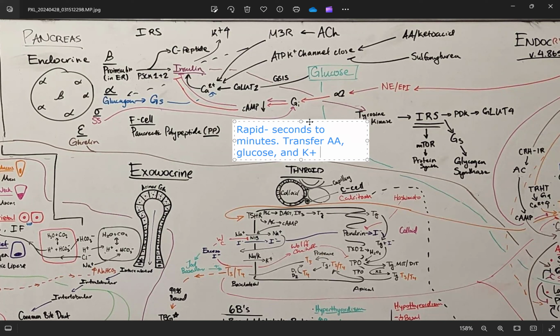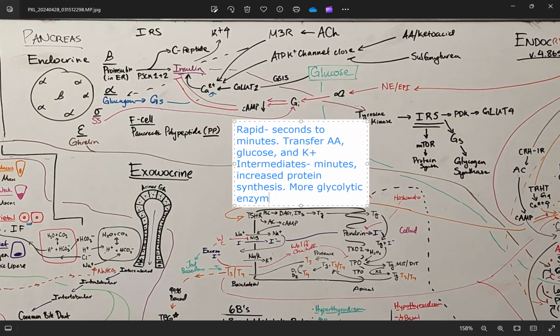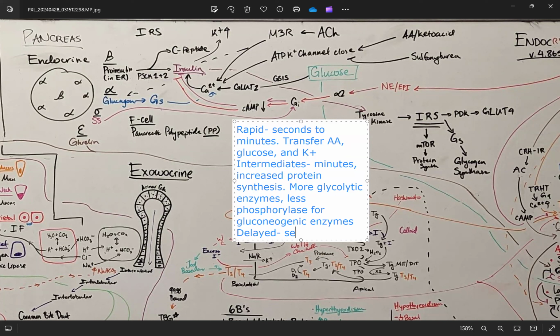Okay, so intermediate is minutes. You have increased protein synthesis, again, mTOR pathway. Decreased protein degradation, because again, you're not trying to use protein for energy. You have more glycolytic enzymes, so again, more glycogen synthase and less phosphorylase, which is for your gluconeogenic enzymes. Your delayed effect, which takes several hours, is increased mRNA for lipogenic and other enzymes.